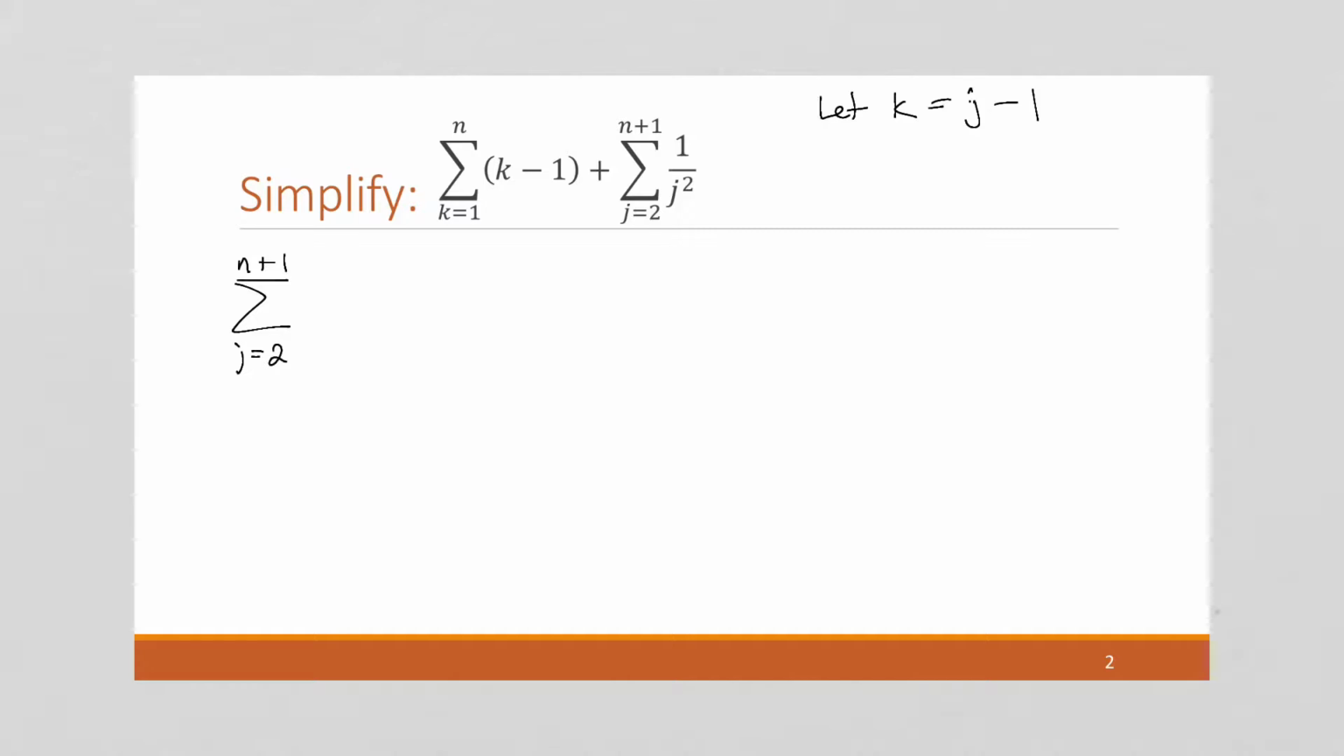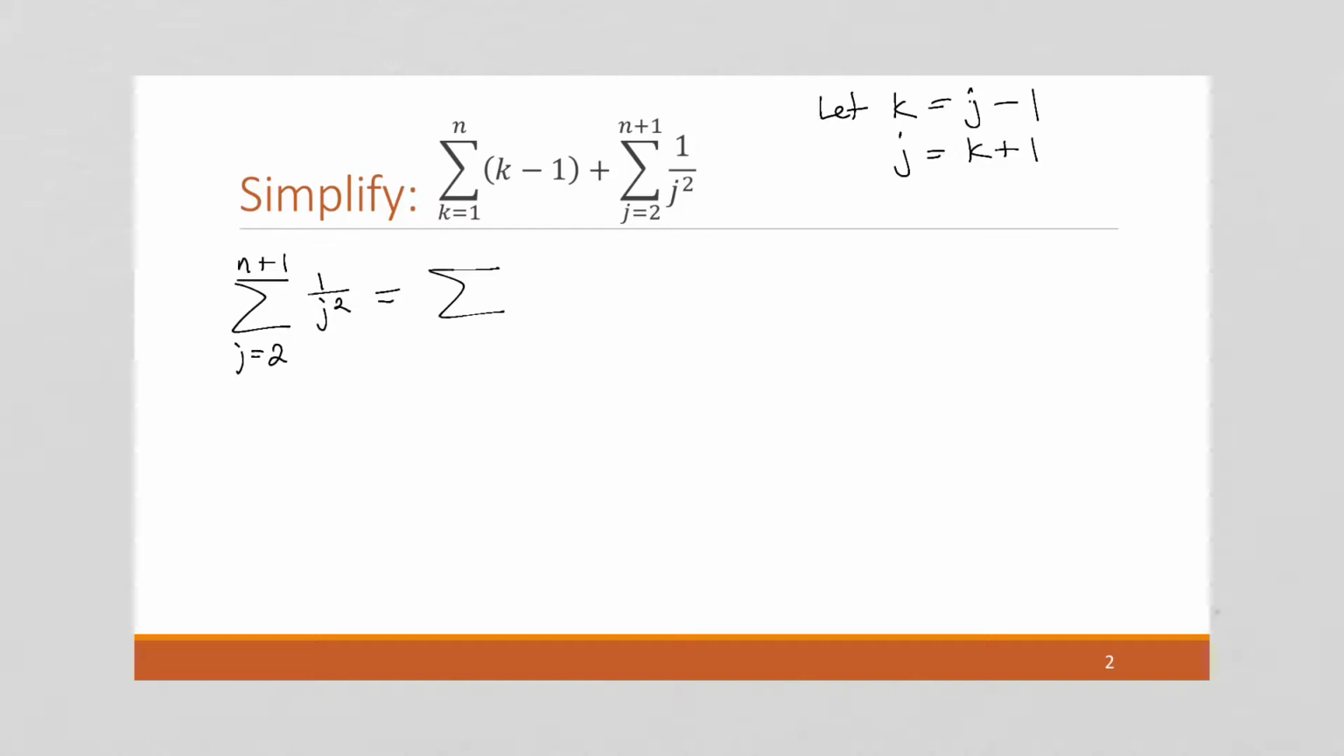So again, I always like writing this both ways. If k is equal to j minus 1, then j is equal to k plus 1. Okay, and over here we have 1 over j squared. So this is our original, and I want to use a change of variable to convert it.